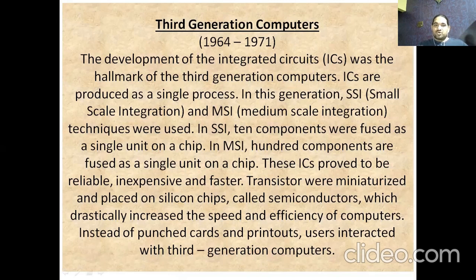Silicon is a semiconductor, which drastically increased the speed and efficiency of the computer instead of punch cards. The punch cards, I have shown you, were removed, and silicon chips started to be generated and were used in the third generation. So I'll show you pictures of the third generation also.